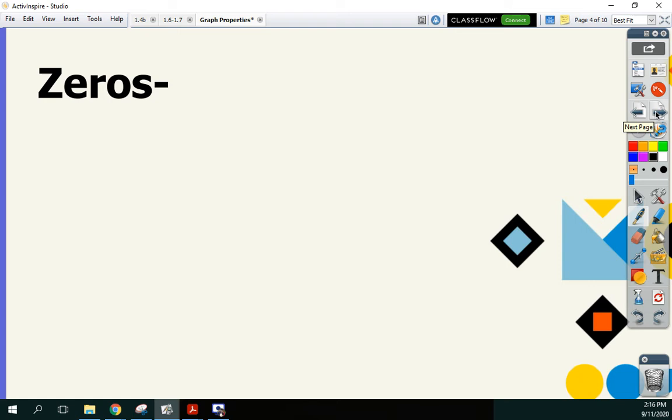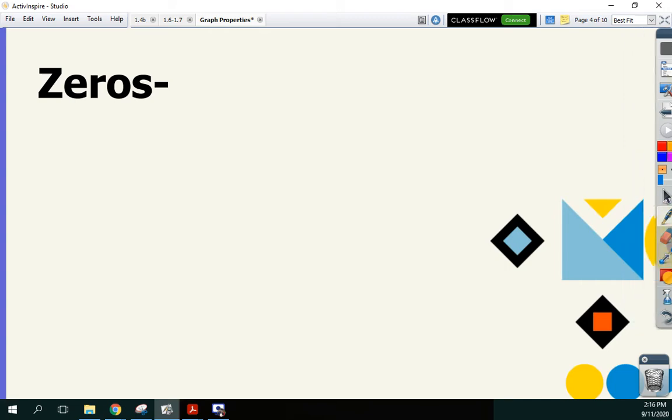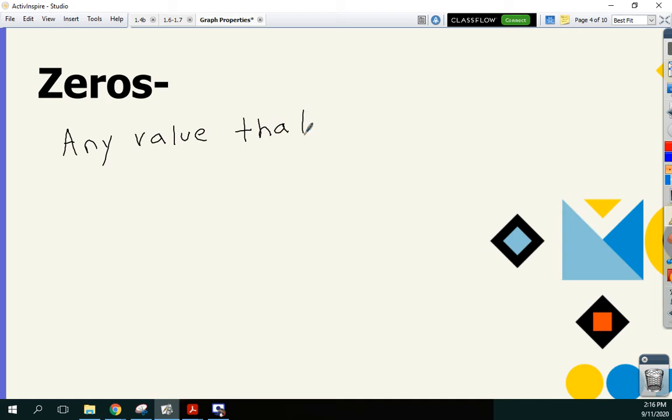All right, so next up, we're looking at the zeros of a function. We did talk a little bit last time about setting a function equal to 0, so that can allow us to find zeros. But let's give a definition for what that actually means. So zeros are going to be any value that makes a function equal 0.